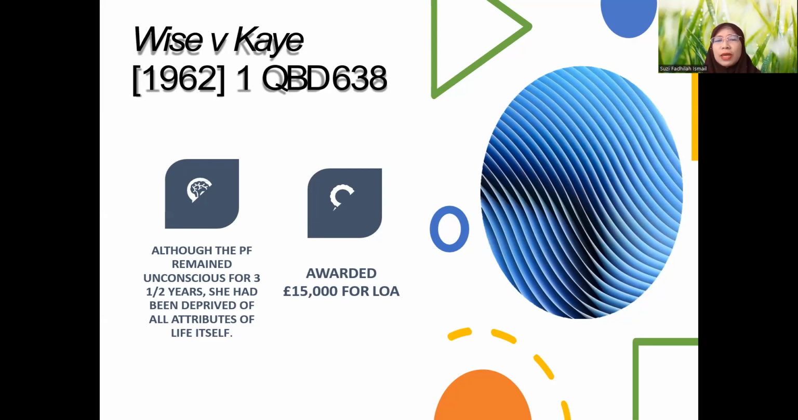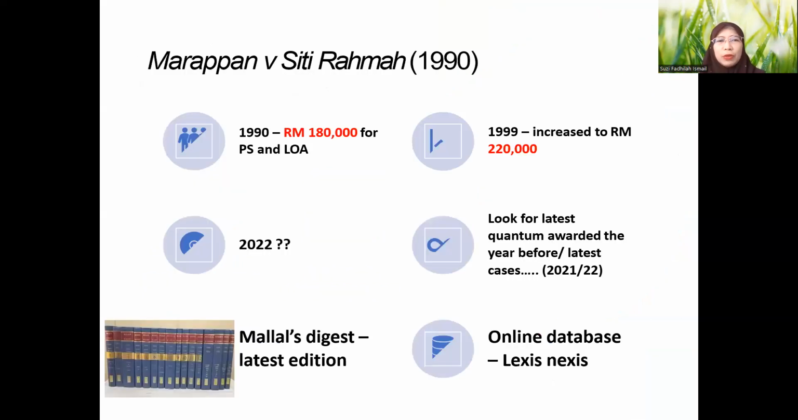Okay, she was unconscious, so she was in a coma, so she cannot claim for pain and suffering, but she could claim for loss of amenities. It depends on whether the plaintiff, the victim, was aware and can feel the pain or not for pain and suffering. But for loss of amenities, it will be awarded in all kinds of cases most of the time, because the court looks at the fact that the plaintiff or the victim or the claimant was being deprived of the normal enjoyment of life, basically. All right, okay, we come back to Marapan Siti Rahmah, which was decided in year 1990.